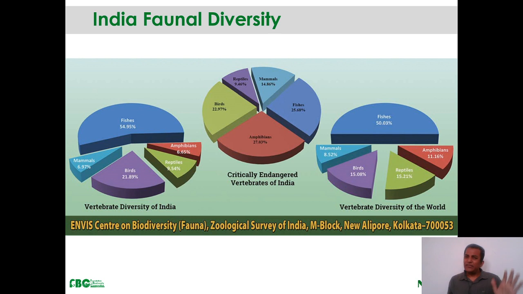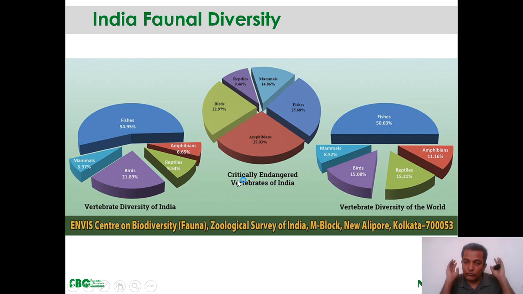Interestingly, this is just an overview of what faunal diversity we have. This is one of the documents I got from our website. I think the number must be more now, but just look at this. Look at the vertebrate diversity. Fishes are dominating, then we have birds, then mammals, and amphibians and reptiles also have a large number. And when it comes to the problems these animals are facing, I think amphibians are leading in that, and then we have reptiles and so forth.